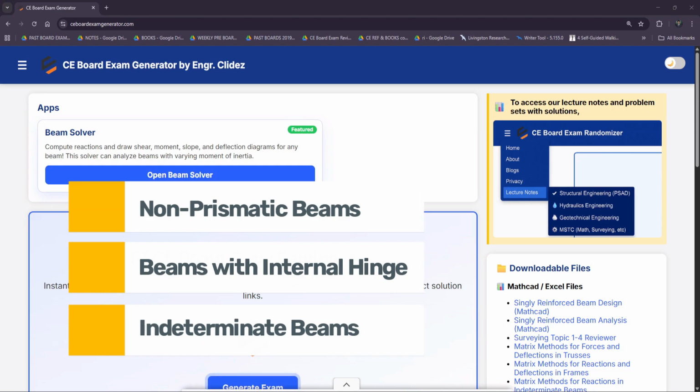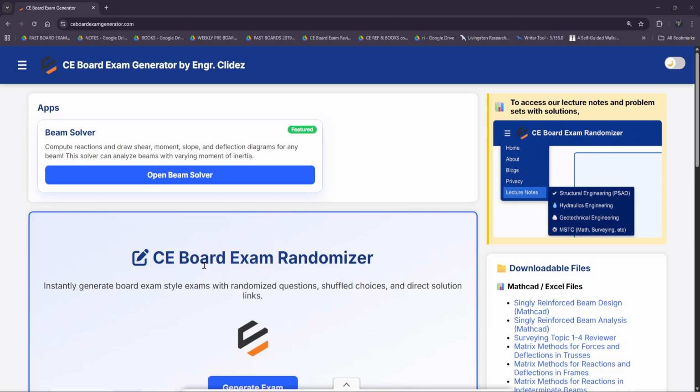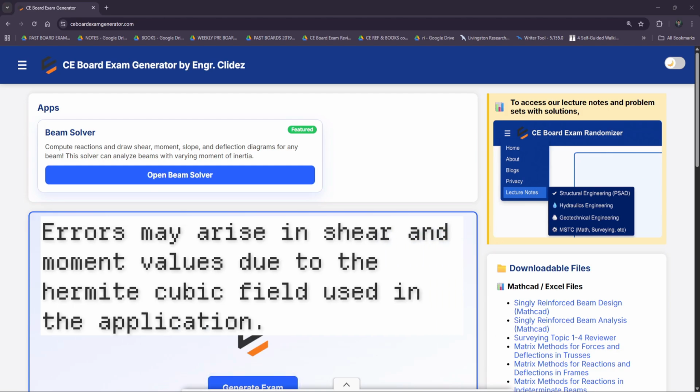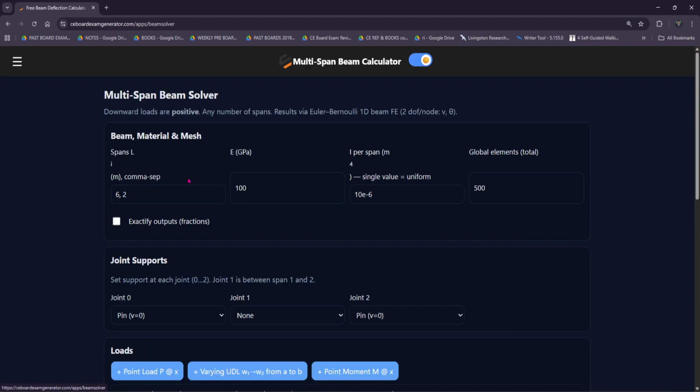So I made this specifically for my structural theory students for demonstration purposes only. So it may not provide the exact values for complicated beams, but nevertheless, it provides results close to the theoretical values. Note that some errors in shear and moment ordinates might result from distributed loads being added over long spans, but you may verify the values using the solved reactions, as this application uses a Hermite cubic field for the displacement and rotation. So let's go ahead and open our beam solver.